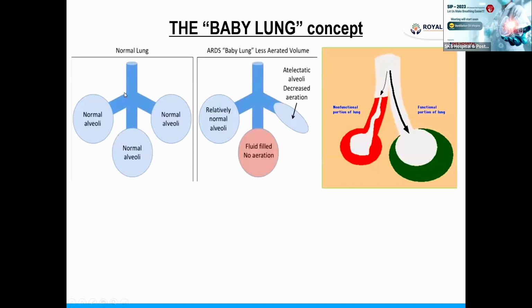In a normal lung, whatever tidal volume you deliver is going to be equally distributed to all the alveoli. Whereas in an ARDS or baby lung, as we saw in the previous slide, whatever tidal volume you give relatively goes into the normal alveoli. In the fluid edema-filled alveolus, there is not going to be any aeration. Air is not going to enter into it. And also the portion of lung that is collapsed, the atelectatic alveoli, is again not going to be aerated normally, and most of the air is going to go only into the normal alveoli, and this is going to cause more injury.